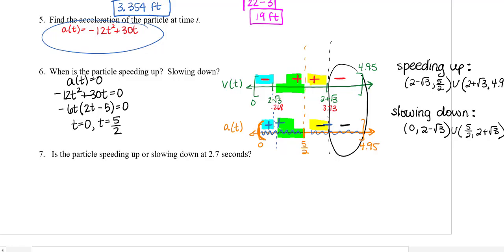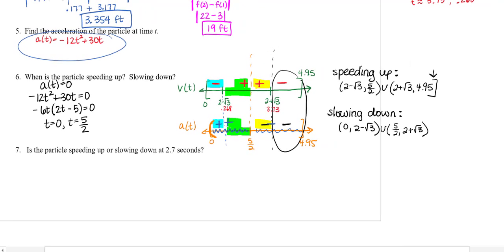Now here's the kicker too. 4.95, it is a bracket. Even if you look at the number lines that I've created, you can include 4.95. That was just a domain restriction from the beginning. So that number line can take a long time, but what if we wanted to know just this very last question here? Are we speeding up or slowing down at 2.7 seconds?